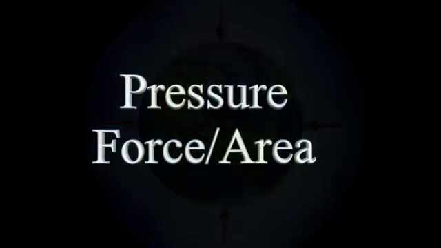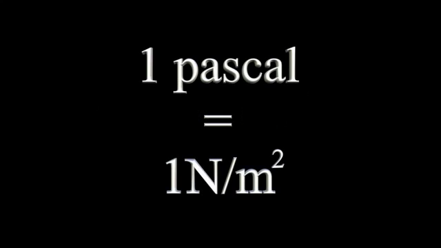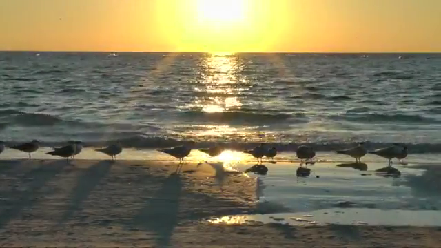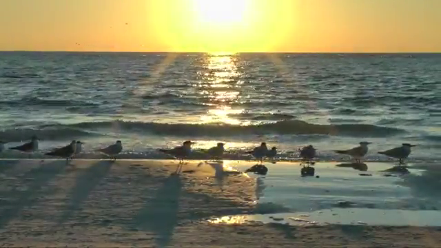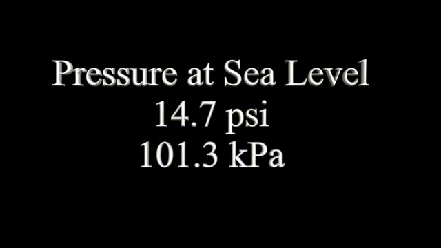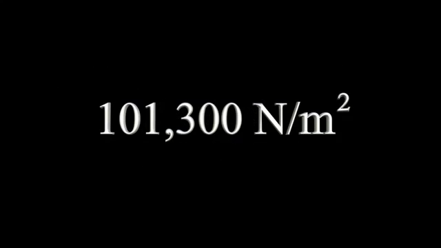Pressure is a force per unit area. The standard SI unit of pressure is the Pascal. 1 Pascal is 1 Newton of force per square meter. You will also find PSI, or pounds per square inch, used in parts of the world, particularly America. Air pressure at sea level is 14.7 psi, or 101.3 kilopascals. That's over 101,000 newtons of force per square meter.